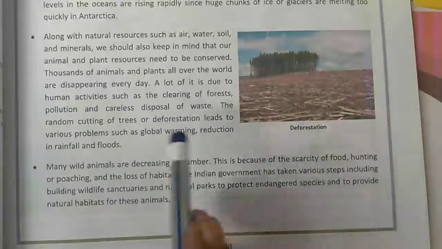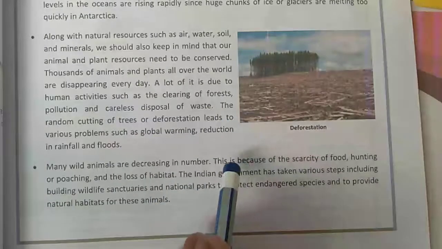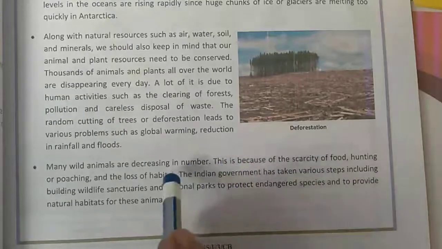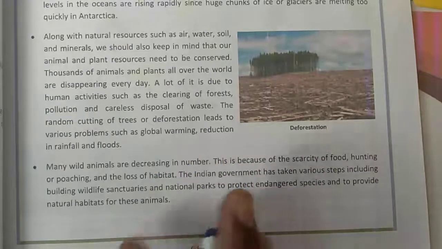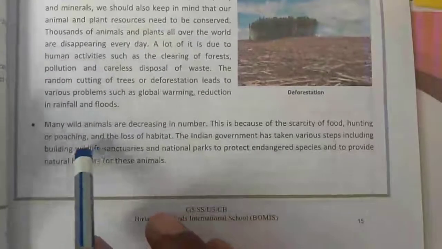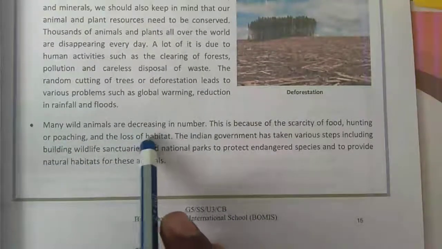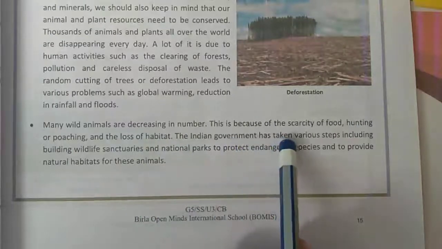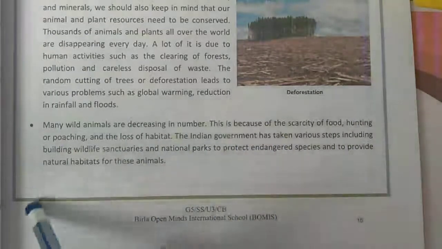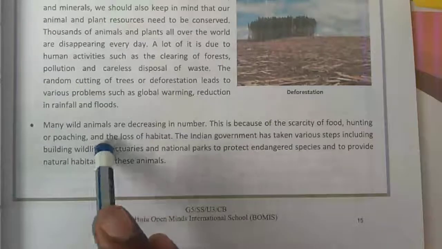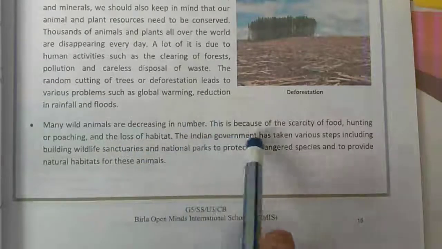But if the plants are renewable resources, we cannot cut them on a large extent, because if we cut them, it will imbalance the environment and it can be harmful for the food chain. So many wild animals are decreasing in number, and this is because of scarcity of food, hunting or poaching, and the loss of habitat.